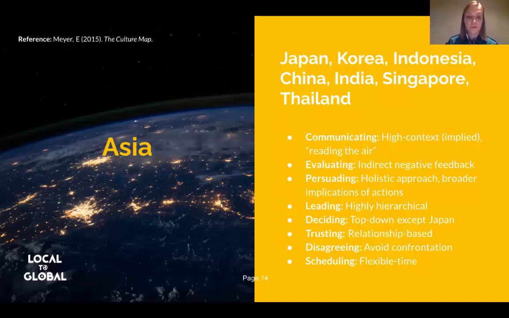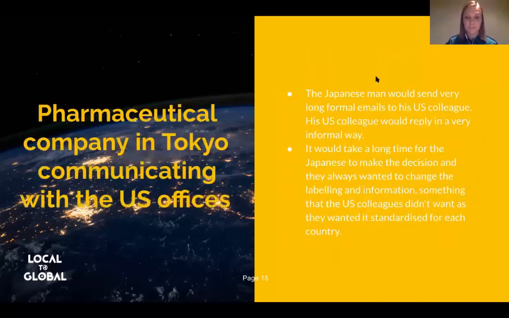So we're now going to an example. A pharmaceutical company in Tokyo communicating with the US office. This is a real life case study that was kindly forwarded to us. The Japanese man would send a very long formal email to his US colleague, who would reply in a very informal way. It would also take a long time for the Japanese to make the decision. And they always wanted to change the labeling and information, something that the US colleagues didn't want, as they wanted it standardized for each country.